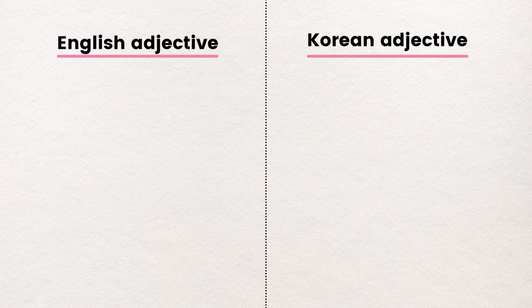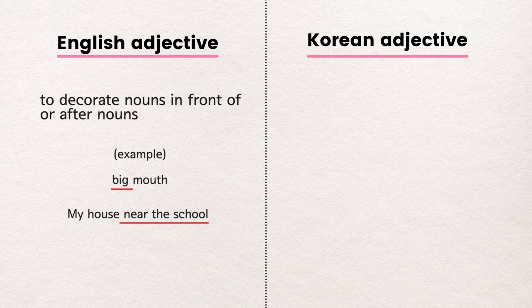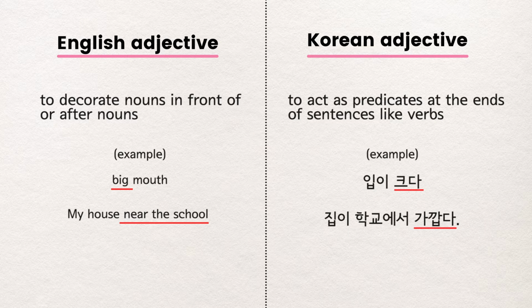Okay? Then next, let's look at today's word, 가깝다. The biggest characteristic of 가깝다 is it's not a verb, it's an adjective. But the key definition of English adjective and Korean adjective are different. In English, the main role of adjective is to decorate nouns in front of or after nouns. But in Korean, adjective mainly acts as predicates at the end of sentences like verb.